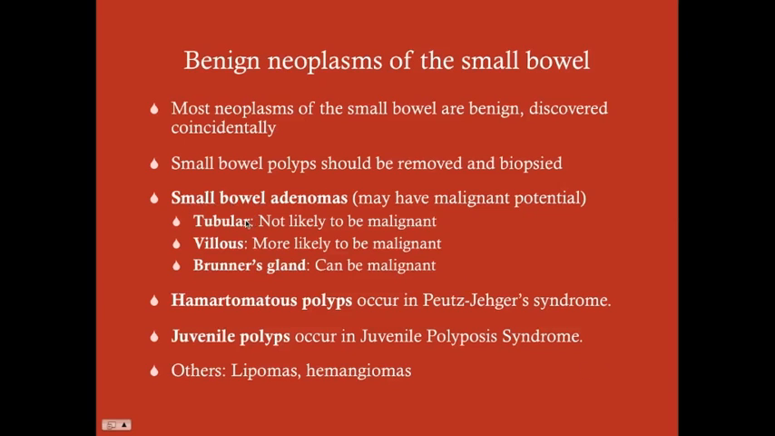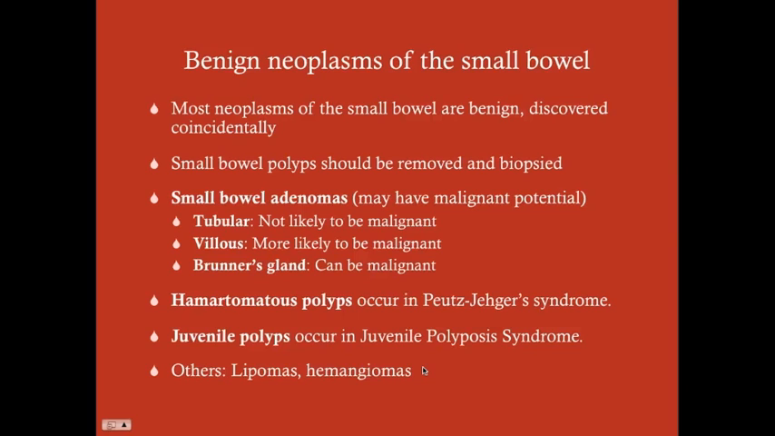And the adenomas, just like for the colon, would include tubular and villous, villous being more likely to be malignant. And then Brunner's gland can be malignant, but it's the villous adenoma that's the most likely to be malignant.